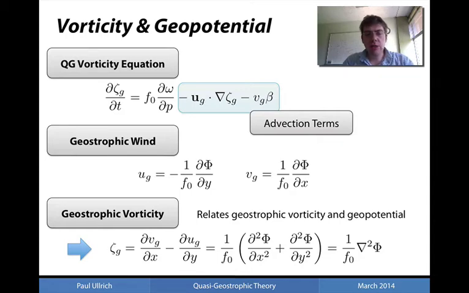Okay, so let's look at vorticity and geopotential. We have our vorticity equation here, again emphasizing the advection terms, advection of relative vorticity and advection of planetary vorticity. We know the form of the geostrophic wind in terms of the geopotential phi. It turns out that we can simply calculate the geostrophic vorticity by substituting in these values for the geostrophic wind and observe that the geostrophic vorticity is in fact only equal to the Laplacian of the geopotential divided by f naught.